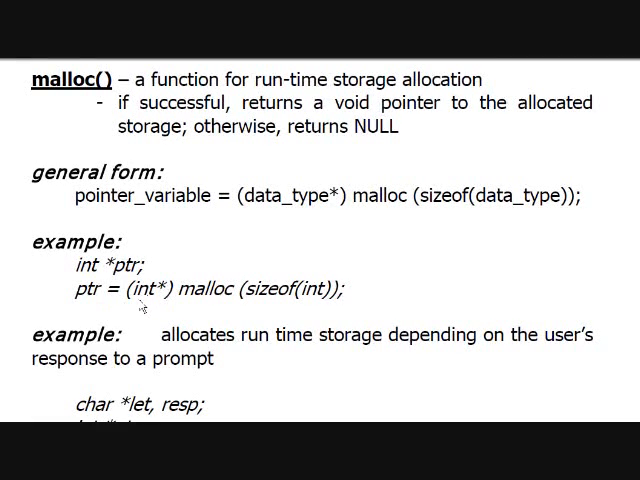Okay, so we have to cast it. We call this a cast because the address that malloc returns is void. To make it compatible with the data type of the memory that will be allocated from the heap, we need to use casting. So we cast it as a pointer to int.